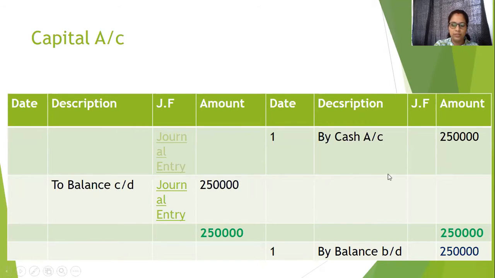So now we will close the account. We will just total both the sides. We see here credit side will come more because it shows credit balance, capital shows credit balance. So balance will be 2,50,000. Balance c/d means balance carried down. In the next month, it will be brought down. So it will just come here by balance b/d 2,50,000.